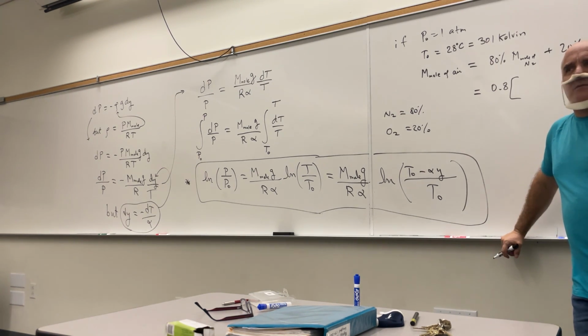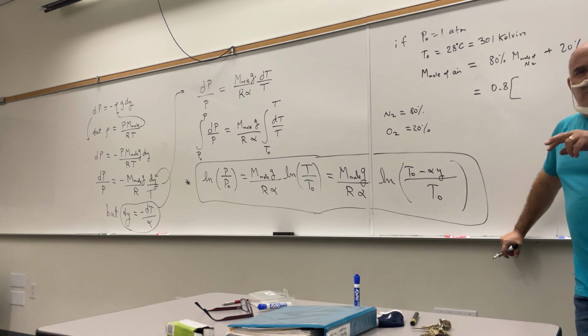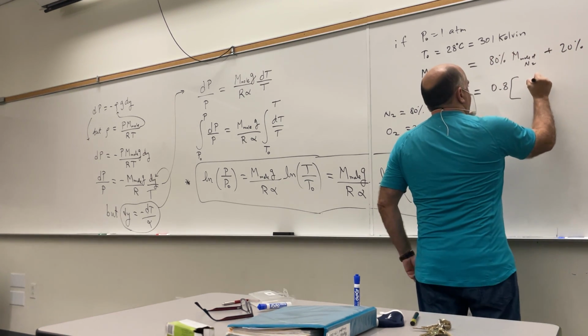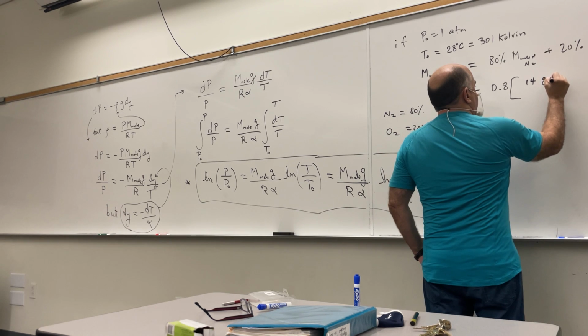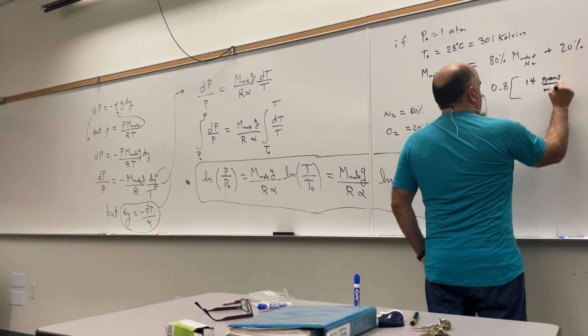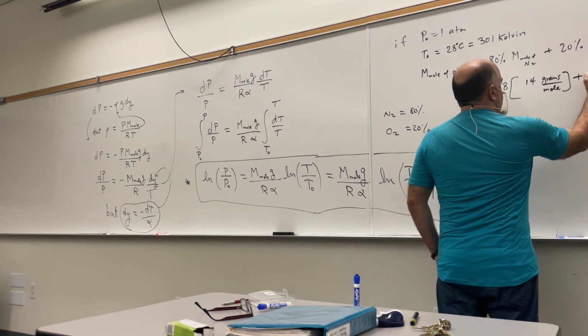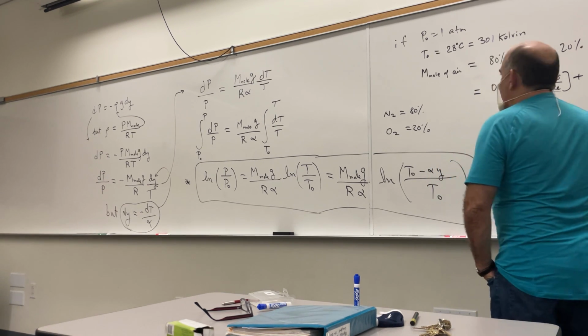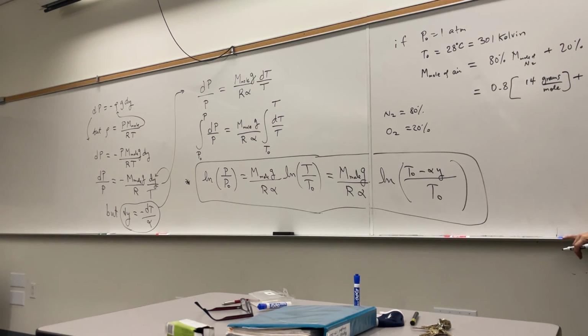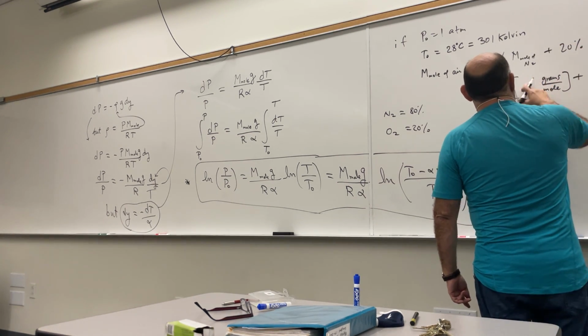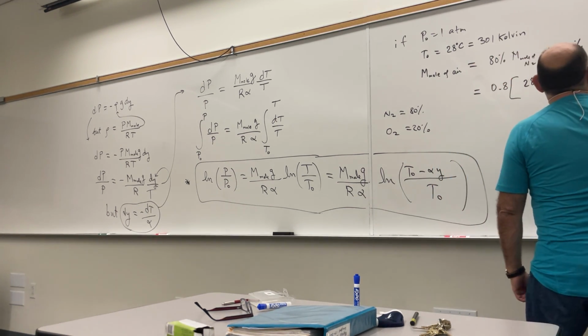Nitrogen has 7 protons and 7 neutrons, so together it's 14. So it would be, let's say, 14 grams per mole. Plus 0.2. And oxygen has 8 protons and 8 neutrons, so together it's 16. But then we have 2 of them, so it should be 28 for nitrogen, and this one should be 32 for oxygen.